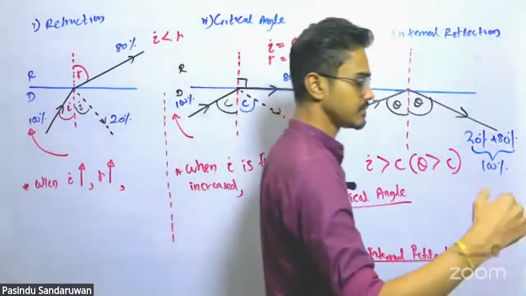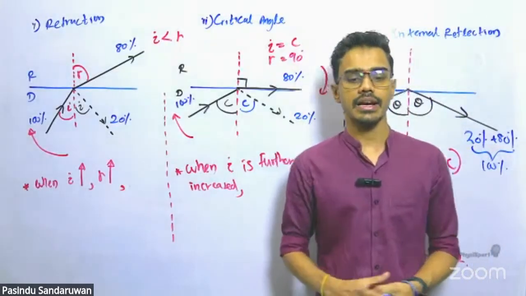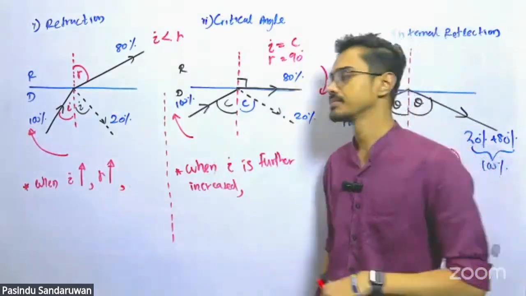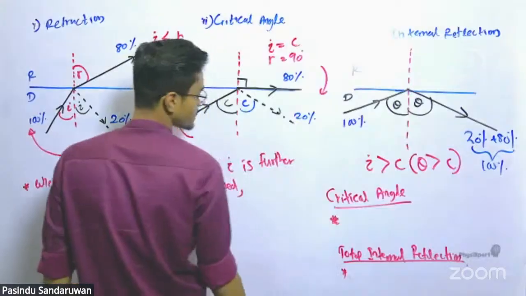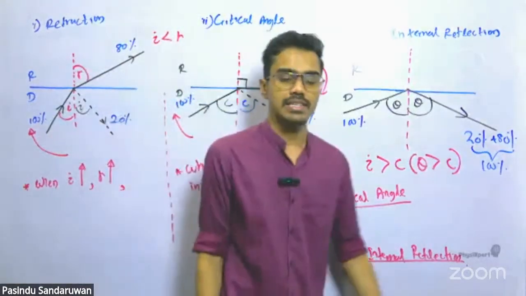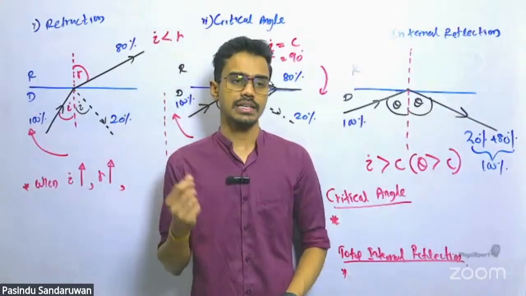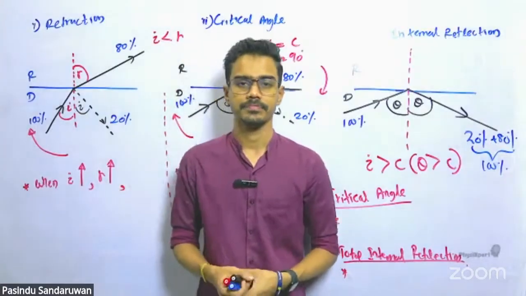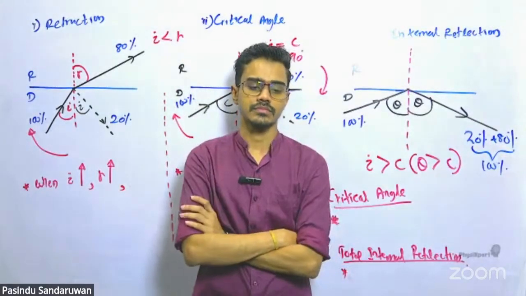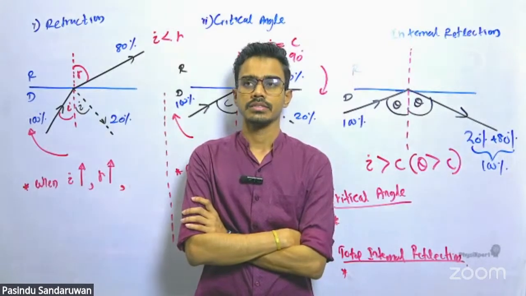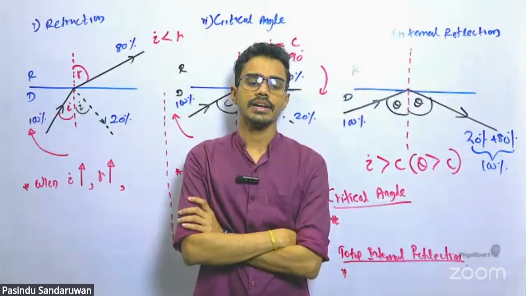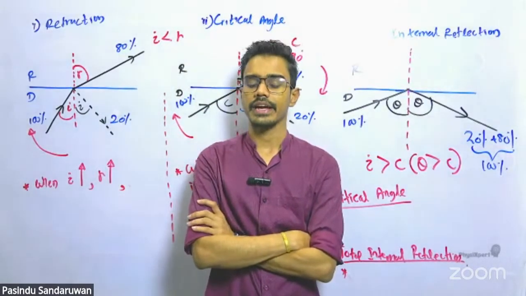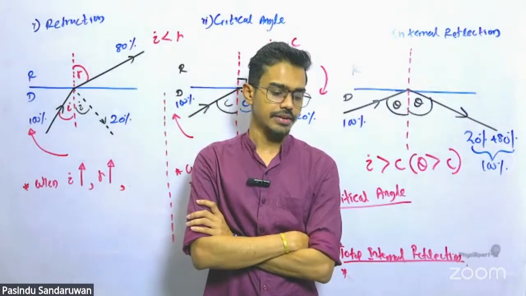Right. So those are the definitions of critical angle and total internal reflection. Now separately write down below with an asterisk mark: partially reflected 20% and refracted 80%.